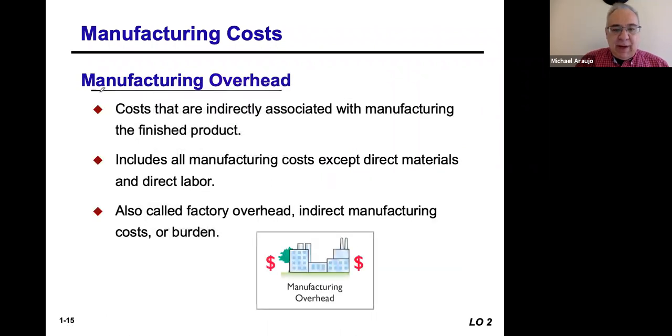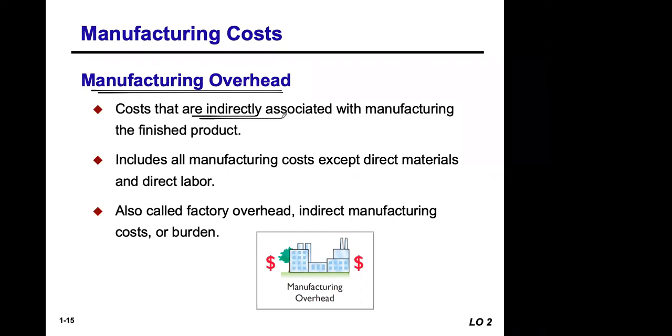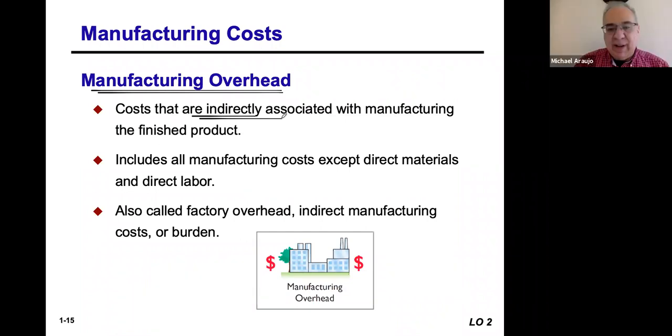And the big category, manufacturing overhead. So any cost that is indirectly associated with manufacturing a product, but part of that process, is part of manufacturing overhead. So all the manufacturing costs that are involved in creating a product, except for the two you learned about, direct materials and direct labor earlier. Right. Manufacturing overhead is the more common term now. We used to call it factory overhead or indirect costs or burden, but manufacturing overhead is the current term.